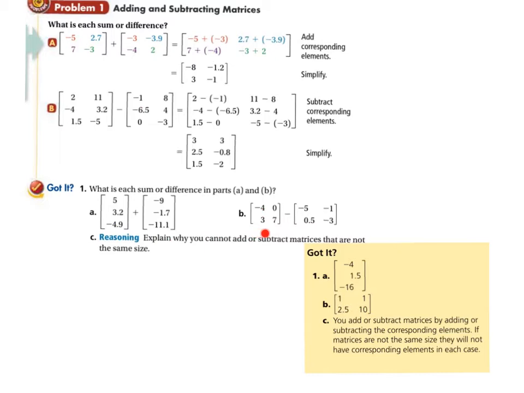So actually do the work just to make sure you're doing it right. Then explain why you cannot add or subtract matrices that are not the same size. Well, I mean, you could try it, right? But if they're not the same size, you don't know where the corresponding elements are. So if you try to add this one and this one, you wouldn't know what to add to what because they don't have corresponding positions.